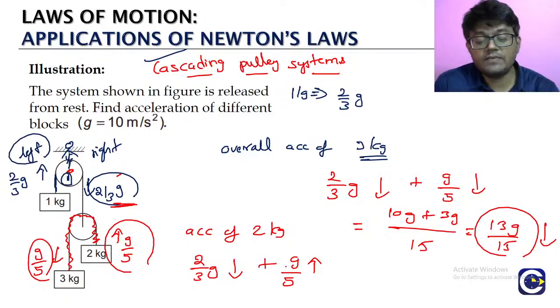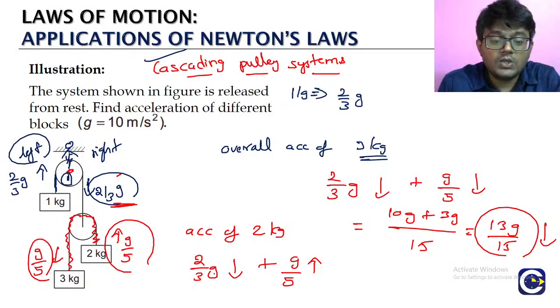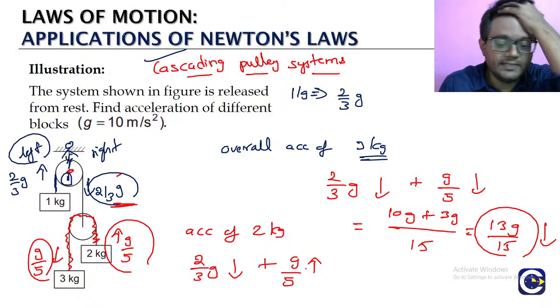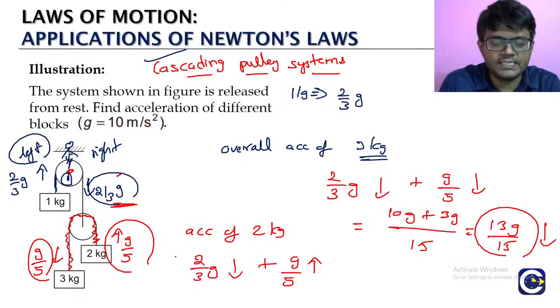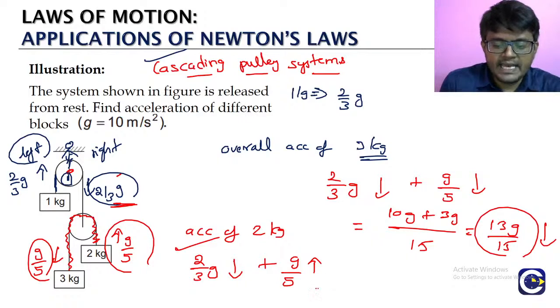So when you want to look at the total acceleration, we have to check which of them is higher. The acceleration is a vector, right? Which is the higher one? 2 by 3 means the factor is 0.67. 1 by 5 means 0.2. Which is higher? The 2 by 3 factor is actually higher. So the net acceleration will be 2 by 3 into g minus g by 5.